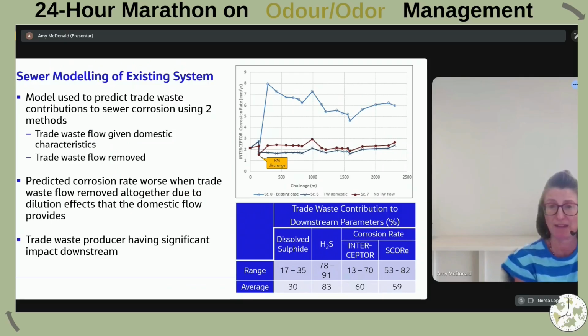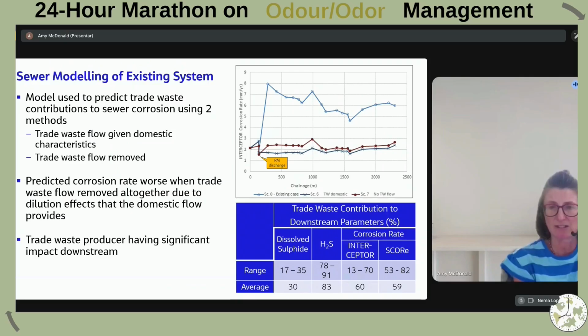And the reason that the H2S contribution was much higher than the dissolved sulphide is that there was a lot of turbulence generated in the discharge main from the discharge manhole from the rising main, which caused the sulphides to move to the vapour phase.